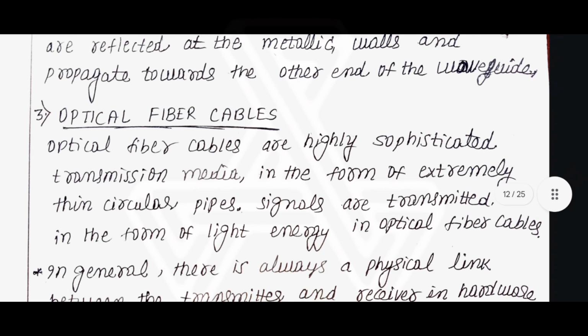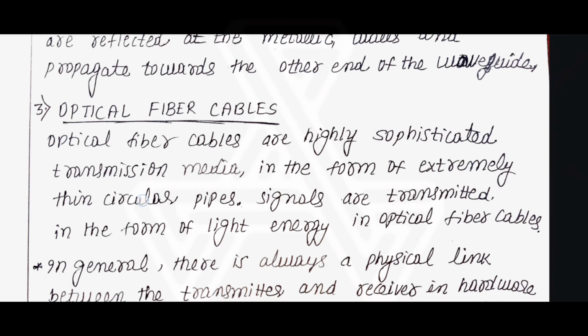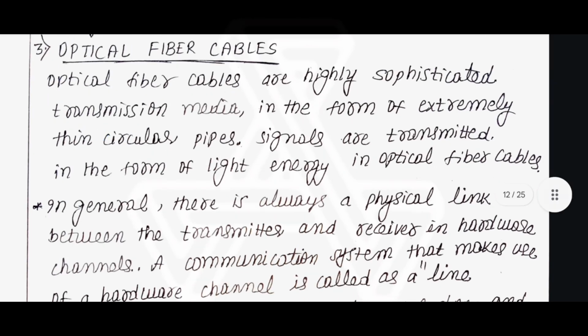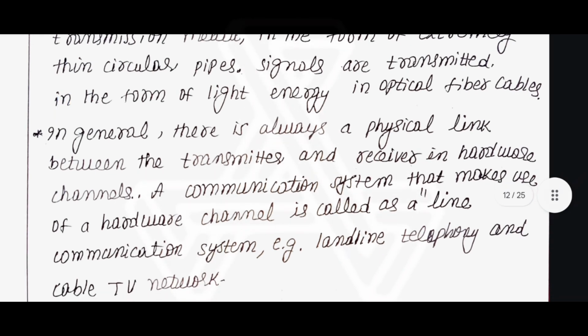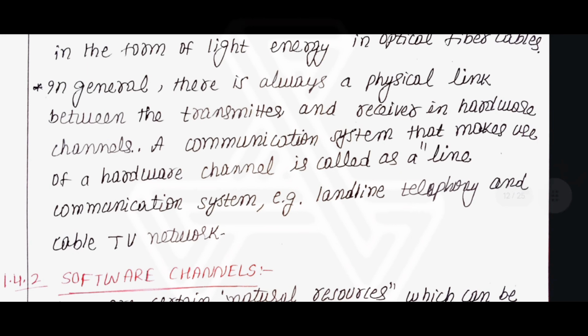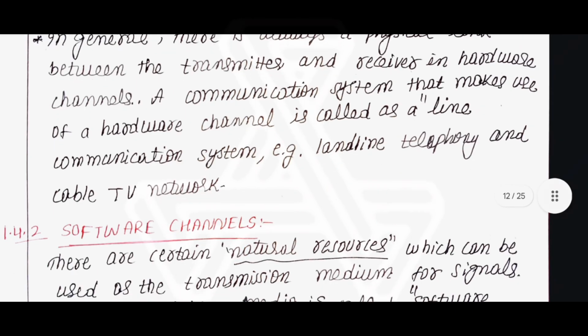Optical fiber cables are highly sophisticated transmission media in the form of extremely thin circular pipes. Signals are transmitted in the form of light energy in optical fiber cables. In general, there is always a physical link between the transmitter and the receiver in hardware channels. A communication system that makes use of a hardware channel is called a line communication system. Examples are landline telephony and cable TV networks.